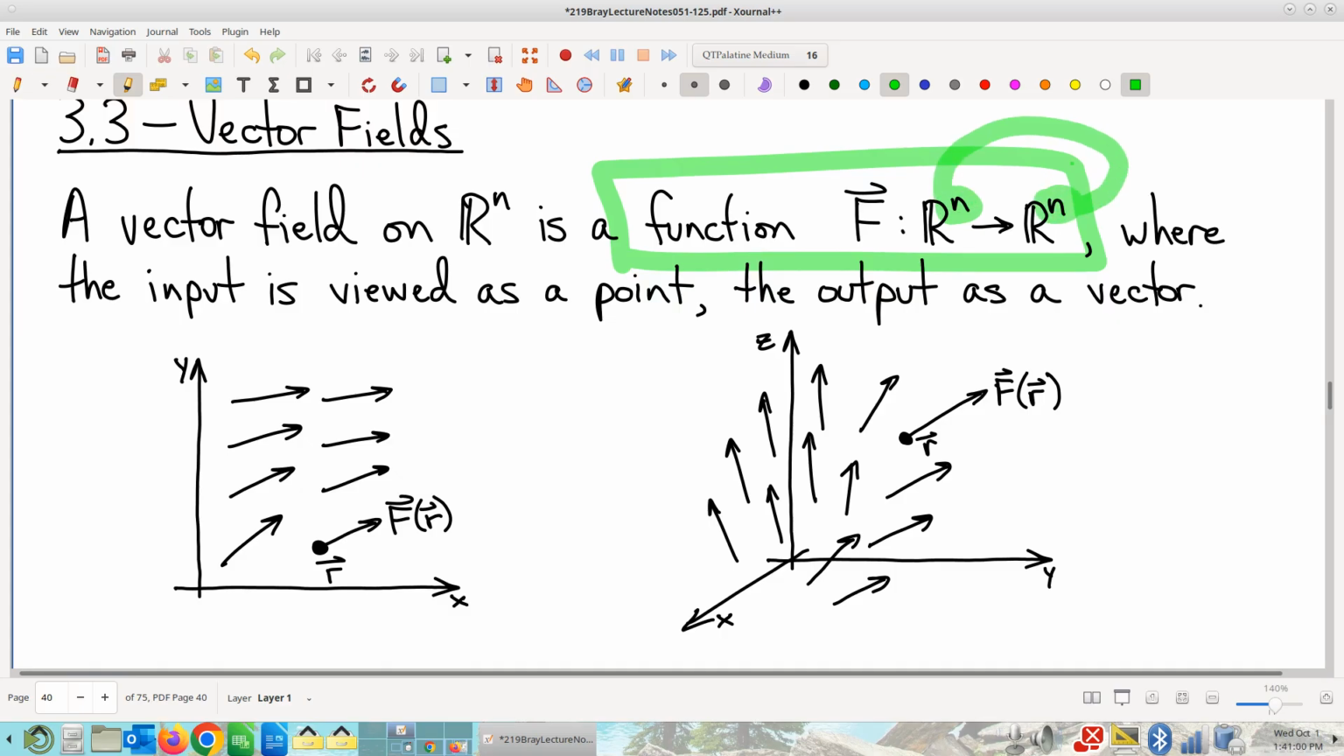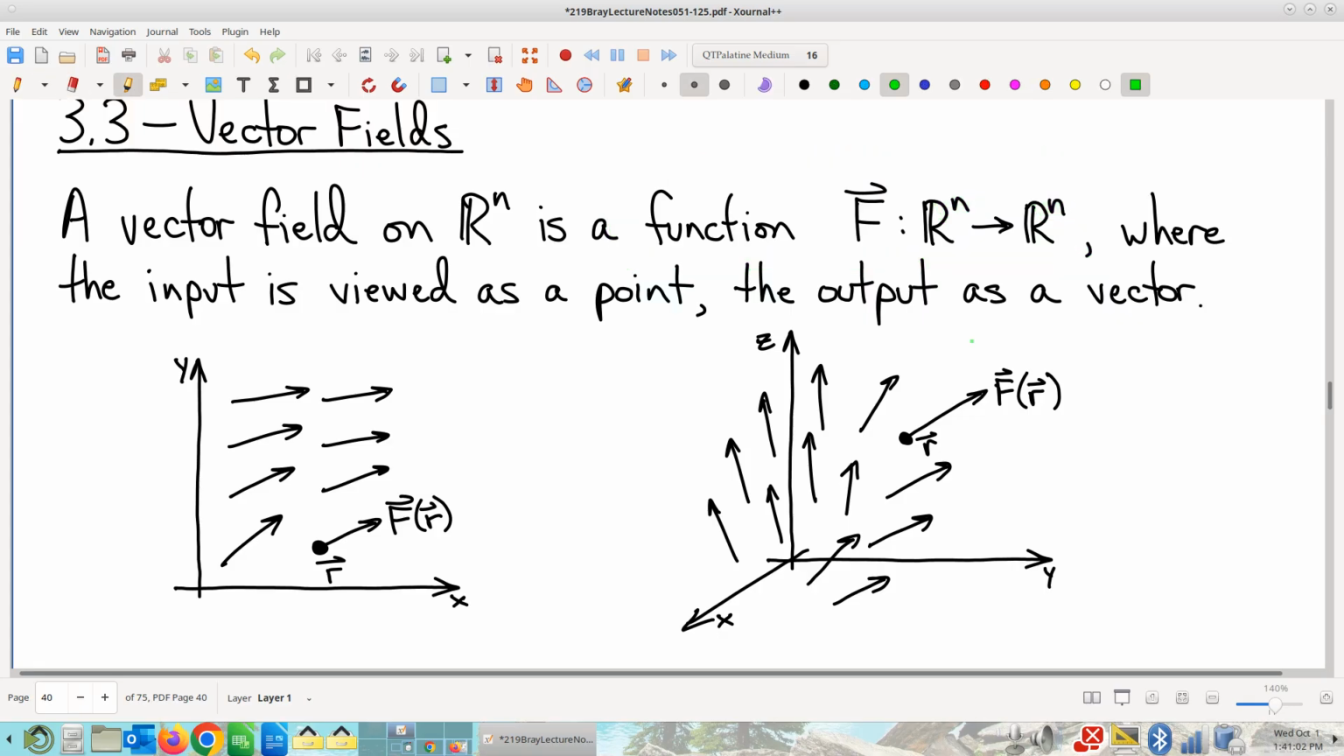So, okay, how do we think about it? What does it look like? How do we imagine it? And the idea is the input to the function, you're supposed to visualize as being a point in Rn. Just think of it as a location, specifically as a location, a point. And then you think of the output also in Rn, right? But you don't think of that as a point. You think of that as being a vector.